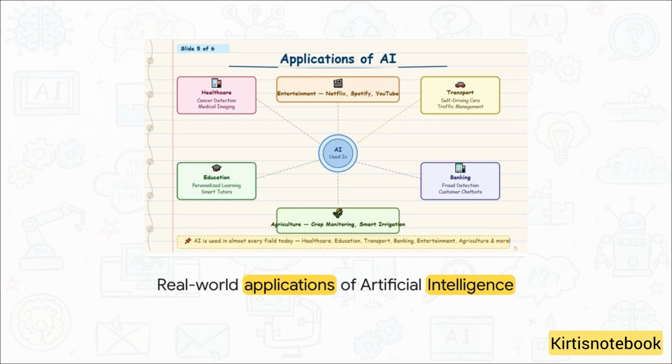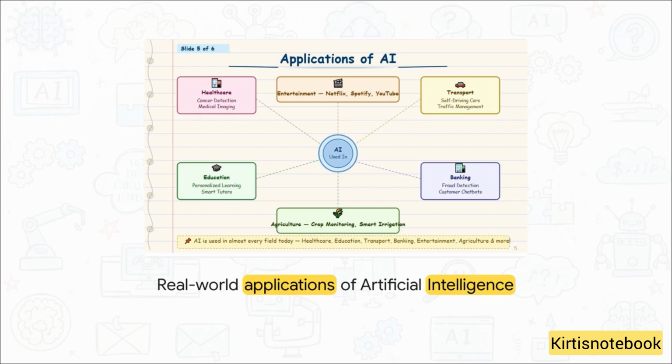In healthcare, AI is currently analyzing complex medical images and literally saving lives by detecting early signs of cancer much faster than humans can. In the banking sector, AI algorithms are scanning thousands of credit card transactions every single second to instantly spot and block fraud.